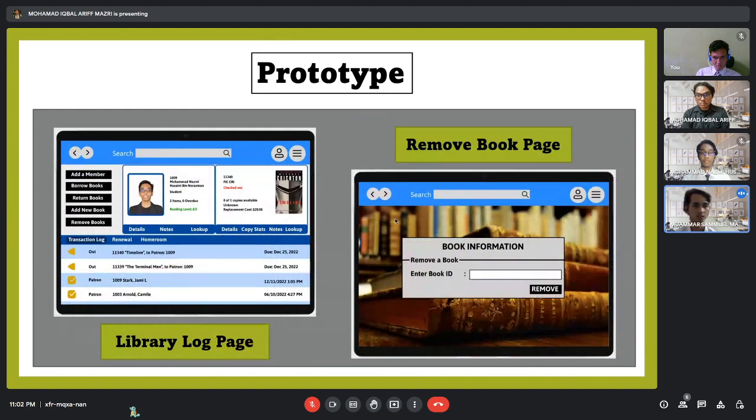Moving on again, here we have a personal library log page for the user. As you can see, there is pretty much a transaction log for the books that have been borrowed and the books that have been returned. We have the details of the student, the picture, the last book that they have managed to borrow, any details, copy stats, and notes on what needs to be looked up. And last but not least, for the admin system, we have the remove book page. Any books that are obsolete, that are not in the school library, can be removed by entering the book ID. For future reference, the students, the users, would not be able to borrow the book because the book itself is not there in the library.